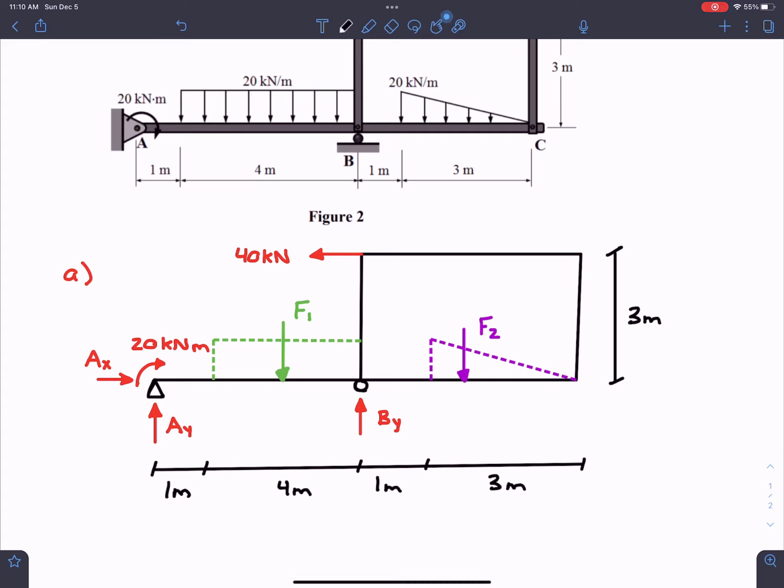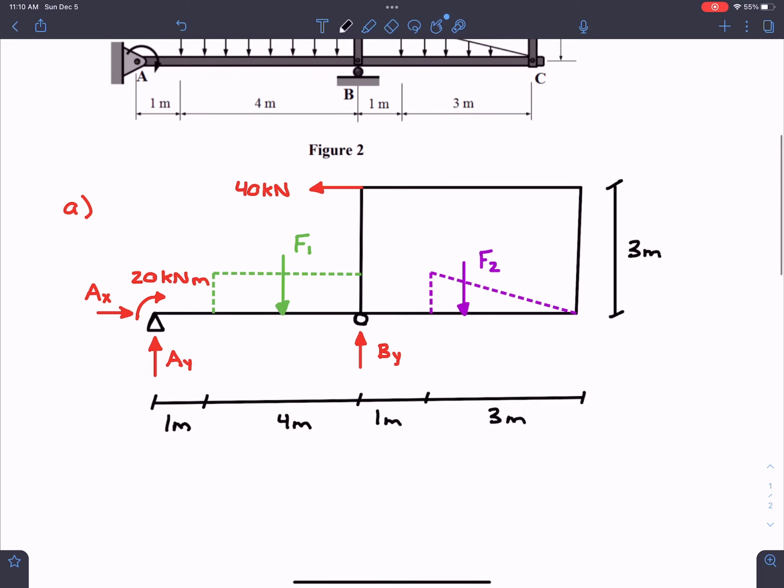And then one other thing that you should technically do is also describe the distances of the distributed load. So for F1 here, since it's a rectangle, this distance is going to be the midpoint of that rectangle, so 4 divided by 2, which is 2 meters. And for F2, since it's a triangle, it is going to act at a distance of b over 3, or 1/3 of the base. So this will just be 3 divided by 3, or 1 meter.